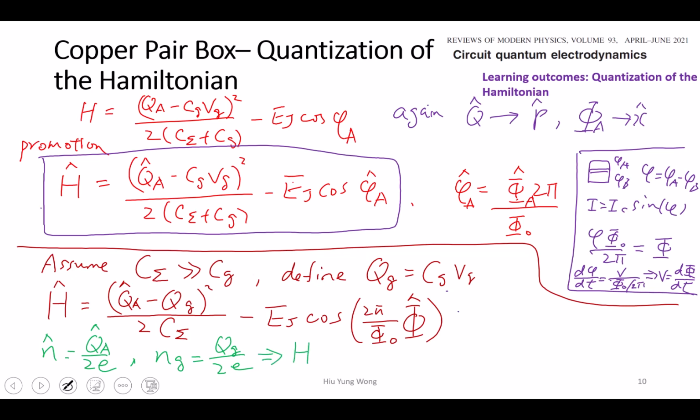You get H hat equals to N hat minus Ng, squared, divided by 2C summation. However, because I define N as QA divided by 2E, I better multiply the whole thing by 2E squared, so that this is squared. So 2E times N equal to QA. Minus EJ times the cosine term, okay?